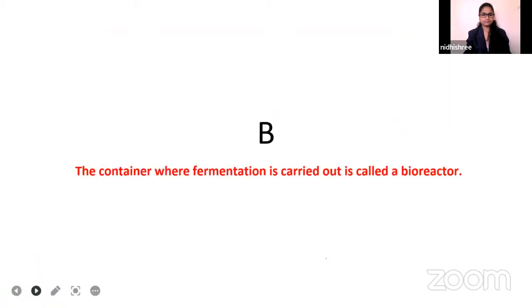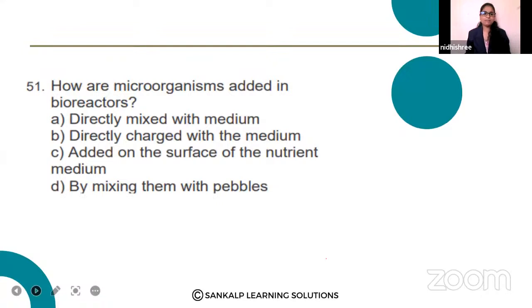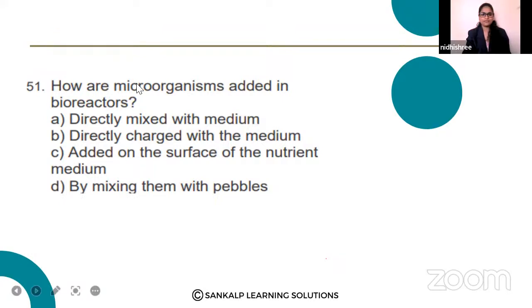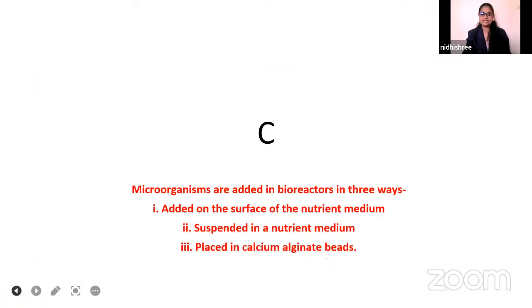Then, how are microorganisms added in bioreactors? Option A, directly mixed with the medium. Option B, directly charged with the medium. Option C, added on the surface of the nutrient medium. Option D, by mixing them with pebbles. Option C, ma'am. Fine. Some of them voted for option C in chat, that is the right answer. So these are certain questions related to microbes in human welfare. You will get around 2 marks from this chapter.